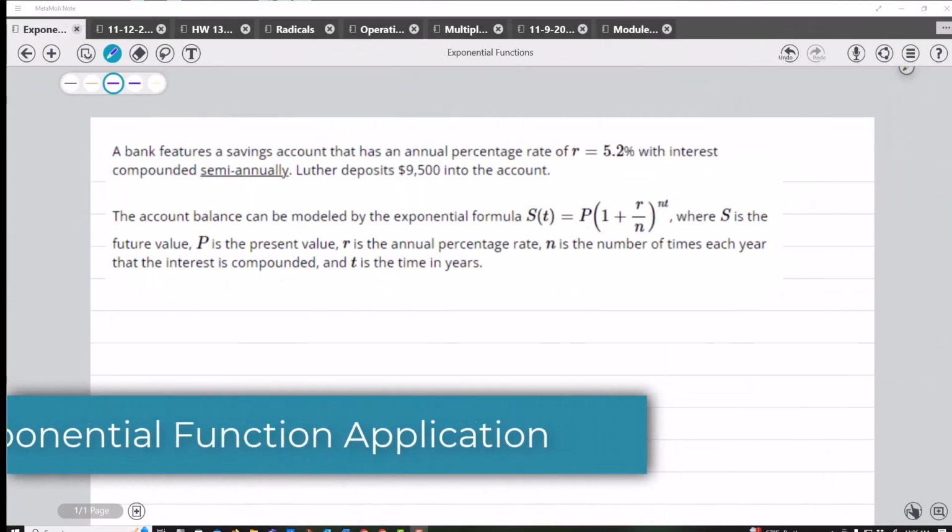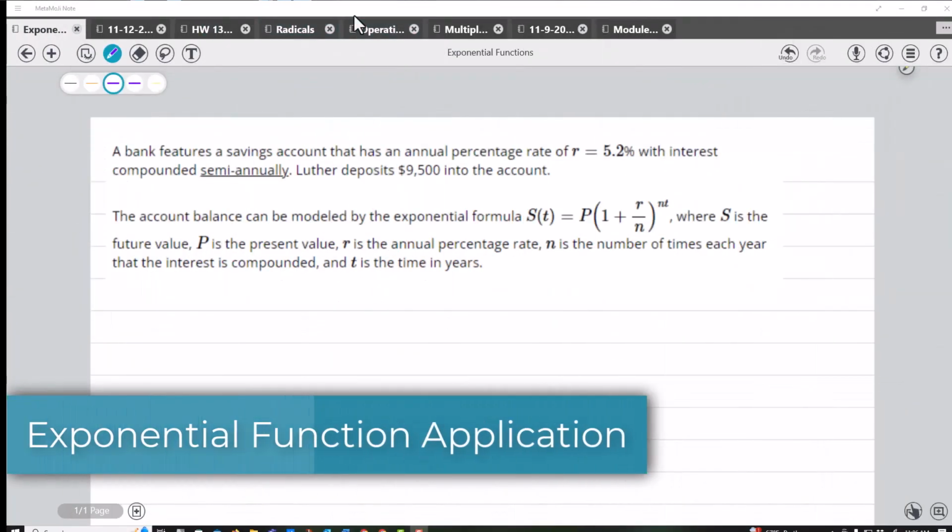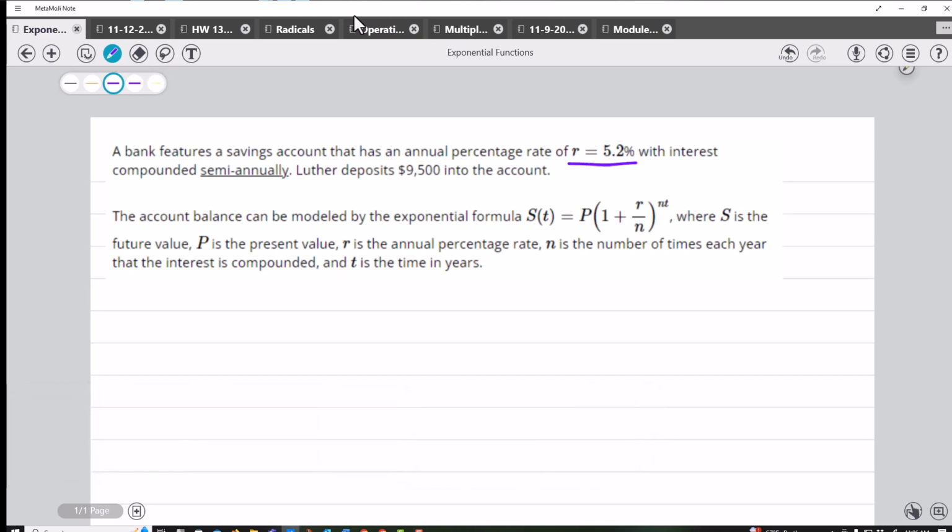All right, we have a bank that features a savings account with an annual percentage rate of 5.2%, with interest compounded semi-annually, which means twice a year, right? Semi-annually. Luther deposits $9,500 into the account.